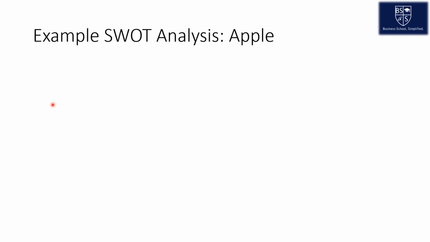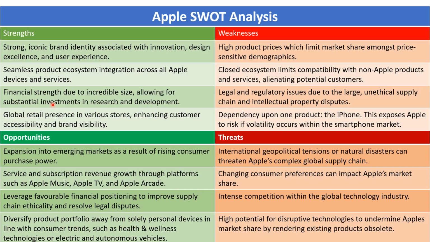Okay, so now we're going to discuss an example SWOT analysis using Apple Incorporated. So, as we can see here, Apple has got a range of strengths, such as their strong, iconic brand identity. They've got a seamless product ecosystem, which is well integrated across all of their product devices and services. And we can see this with their Mac, their iPad, their iWatch, the iPhone. They are all integrated into one seamless platform, and this is a great strength of the organization.